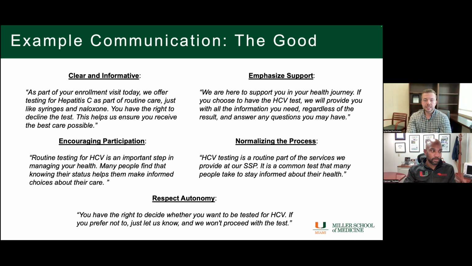So when we think about examples of good communication and opt-out testing, there are five domains that I like to present, or allow you all to think about, when you think about structuring the narrative or the language that you're going to use. The first one is to be clear and informative. An example of this is, as part of your enrollment visit today, we offer testing for HIV and hepatitis C as part of routine care, just like syringes and naloxone. You have the right to decline the test. This helps us ensure you receive the best care possible.